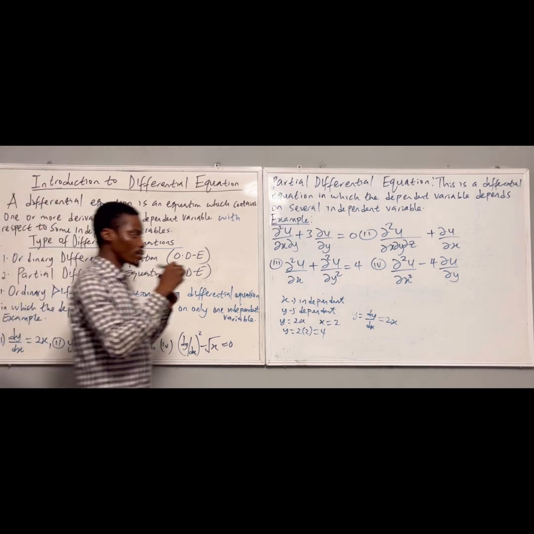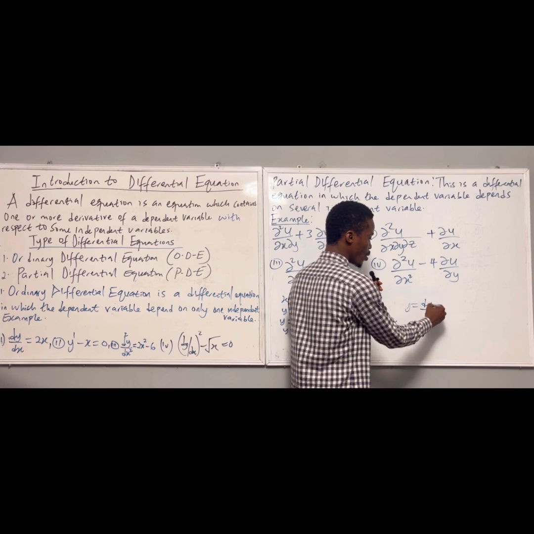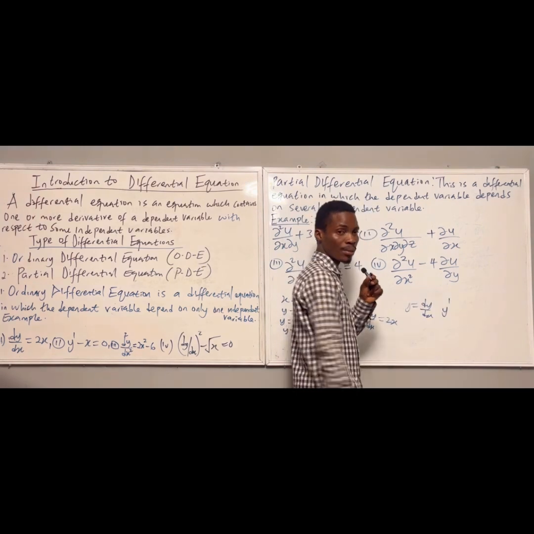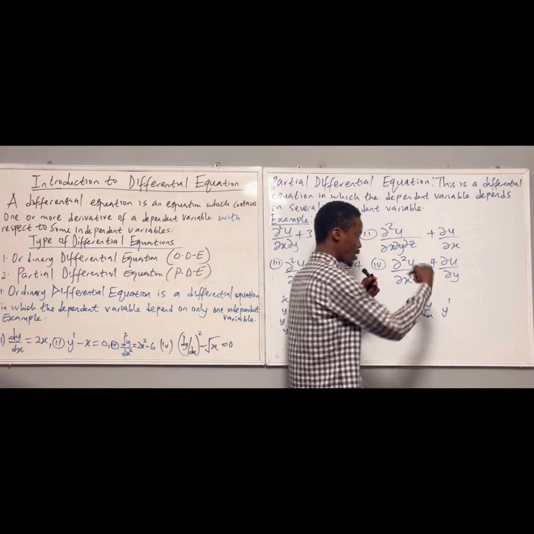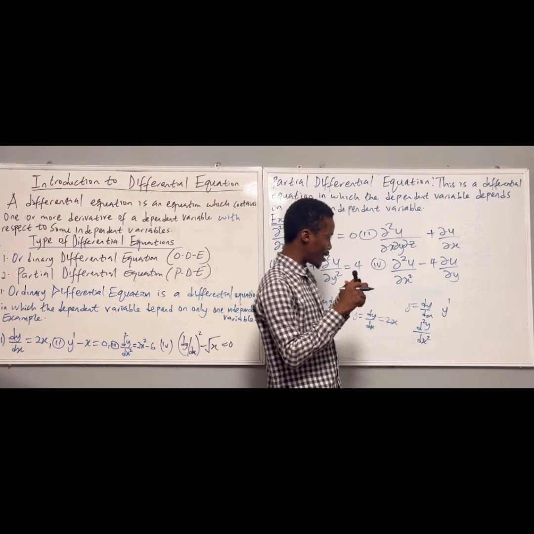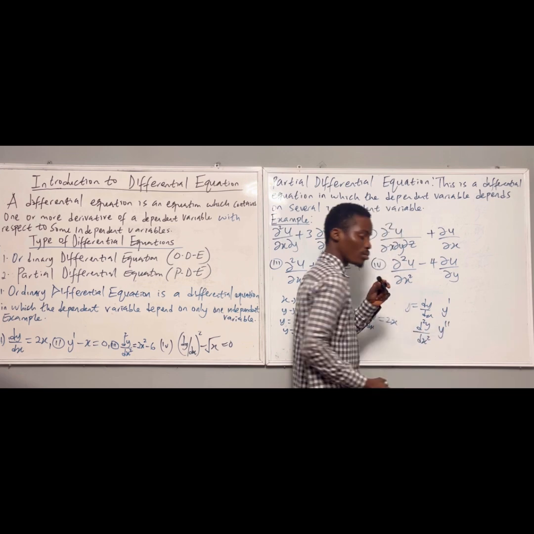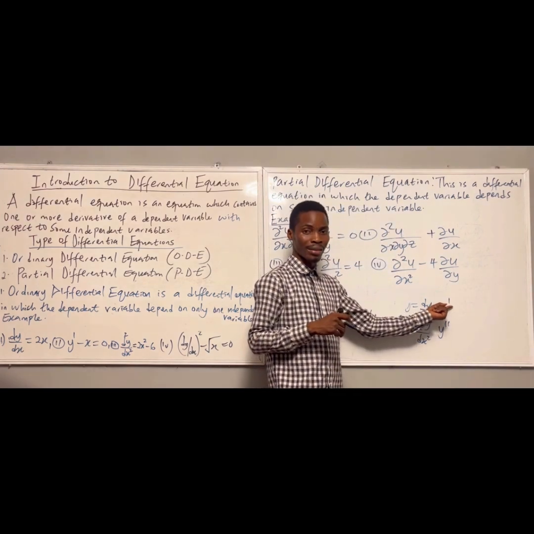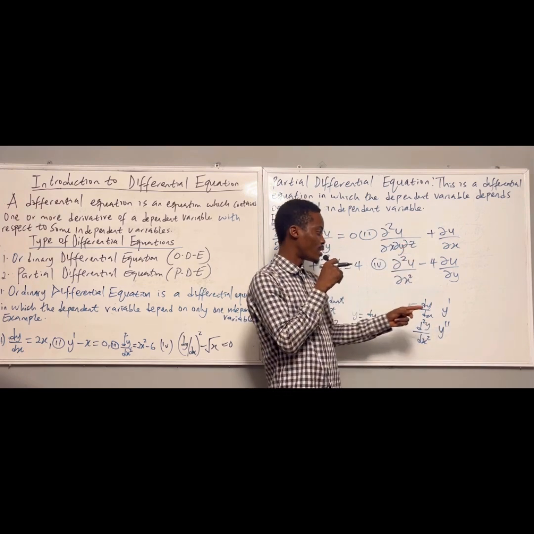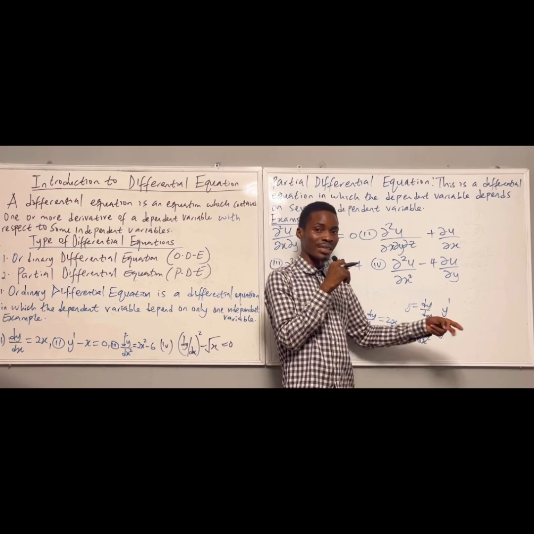Second example is y prime. If I differentiate y, I will have dy/dx, or I can say y prime. This dash means prime, that is the first derivative. If I differentiate again, I get d²y/dx². This is the second derivative, which I can write as y double prime. If I have a single dash, that is the first derivative. If I have a double dash, second derivative. If I have a triple dash, third derivative, that is I differentiate three times.